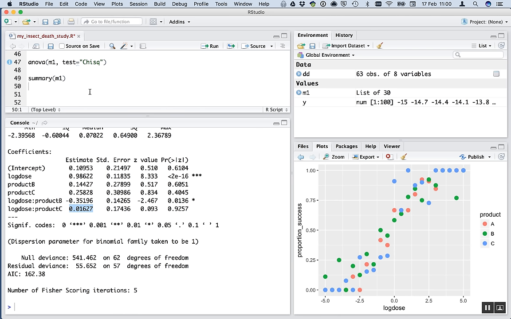Okay, that is about it for the model. I think we'll stop there with that interpretation. The next thing to do is to make a beautiful graph, and I think we'll leave that just for the last video. So see you in that video.